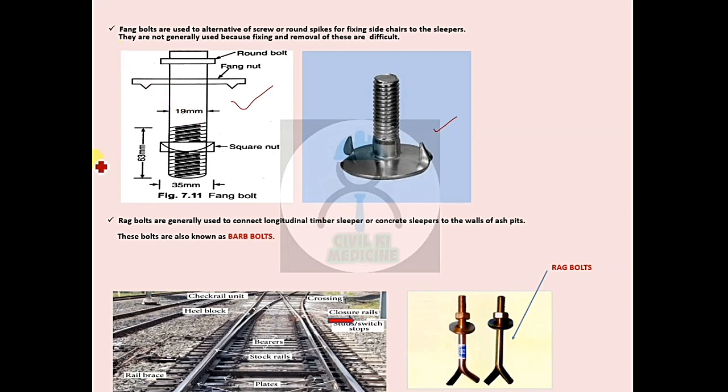And last one is rag bolt. Rag bolts are generally used to connect longitudinal timber sleeper or concrete sleeper to the wall of the ash pits. Generally, they are also known as bar bolts. This is the rag bolt.